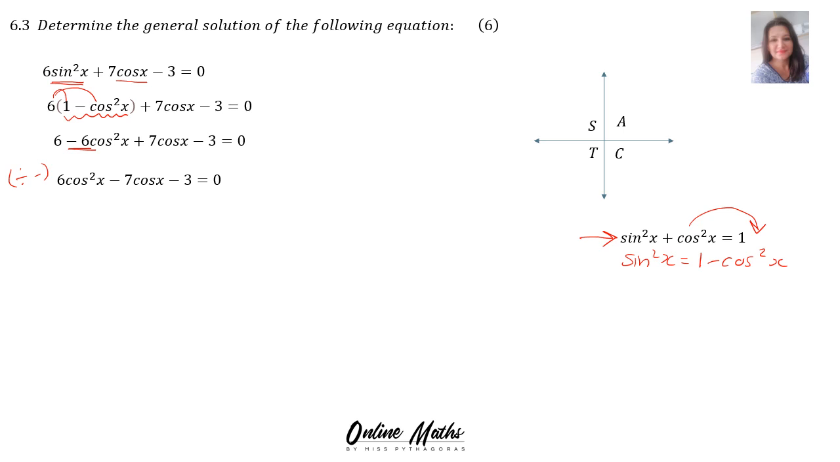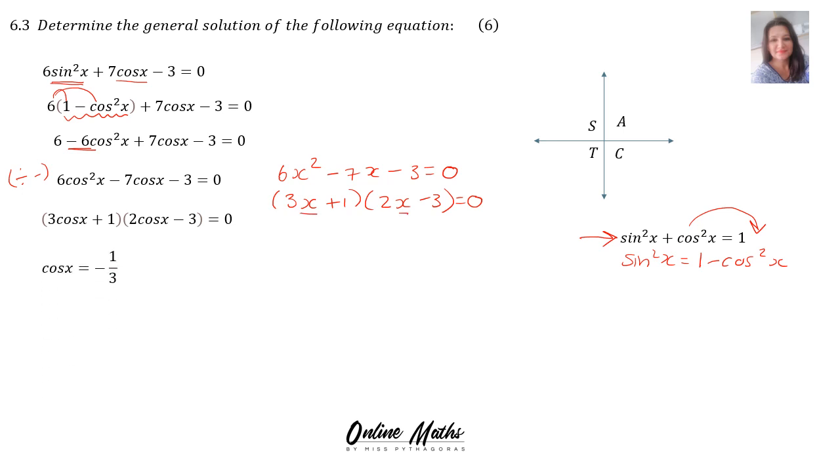Now this is as if you have 6x squared minus 7x minus 3 is equal to 0. And that one you can factorize and write as (3x plus 1)(2x minus 3). That's what happened there. So in the place of the x, you just write a cos. And then you solve, so you get cos x is minus a third, or cos x is 3 over 2. And then this one is not applicable because 3 over 2 is bigger than 1.